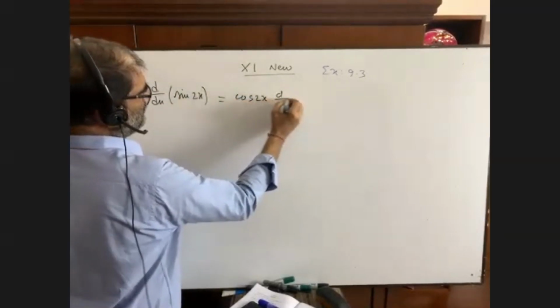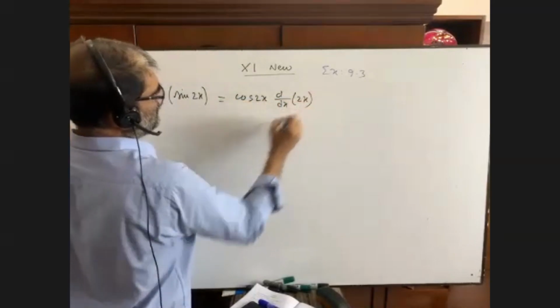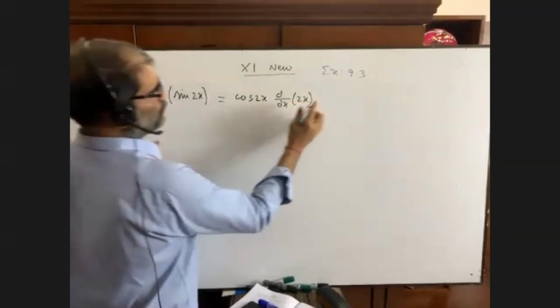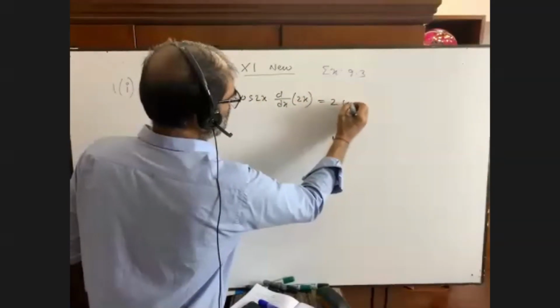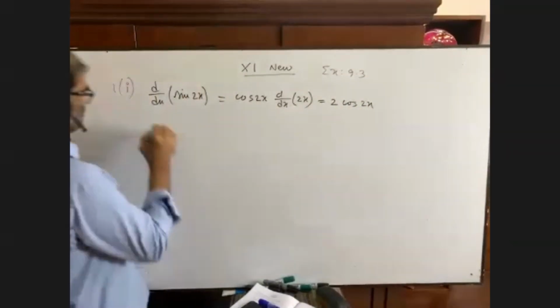Now the 2x is to be differentiated again. So we are getting 2, so we are getting 2 cos 2x. Our math is done. Then we have cosine x by 2.